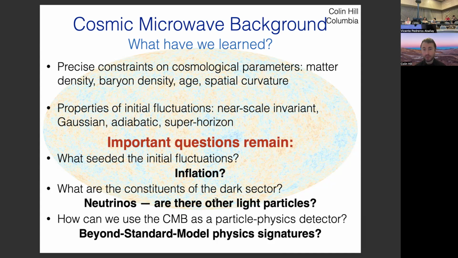Related to this, one naturally would ask, are there other light particles beyond the standard model neutrinos, for which we could see evidence in cosmology, but we might not know anything about them in the laboratory if they're very weakly coupled? And maybe a broader question that follows from the second one is, are there ways that we can use the CMB as a particle physics detector to look for beyond standard model, BSM, physics signatures that so far have escaped detection? So I'll try to address some things related to all these topics today.